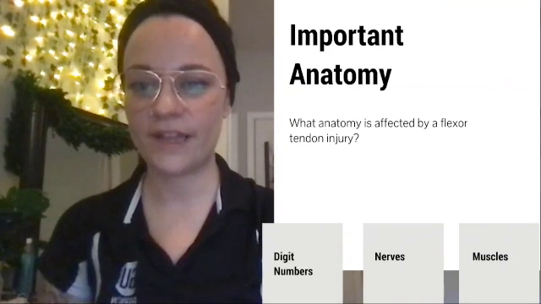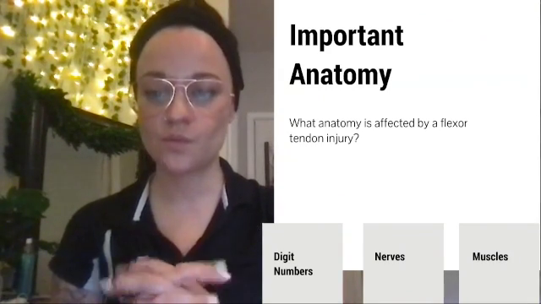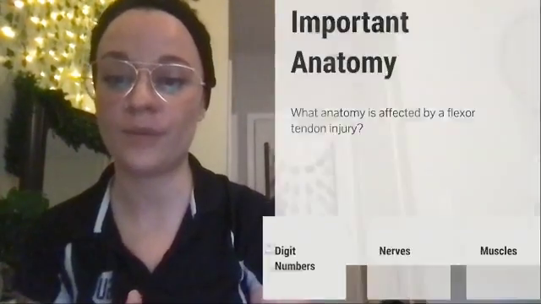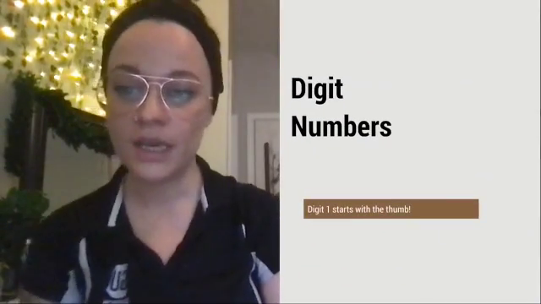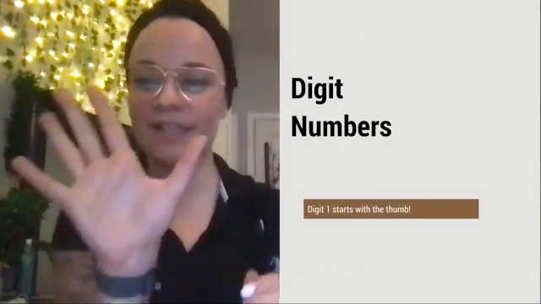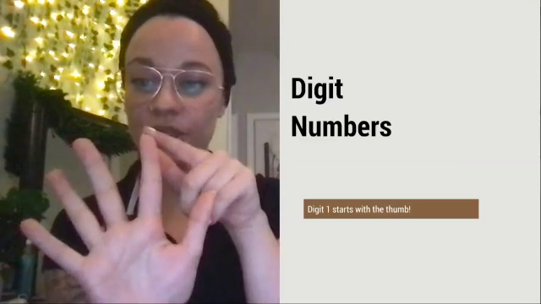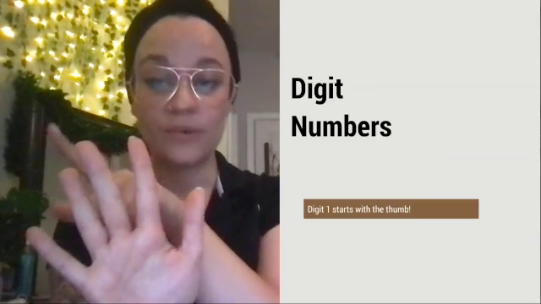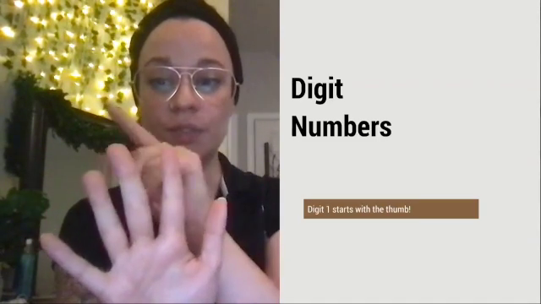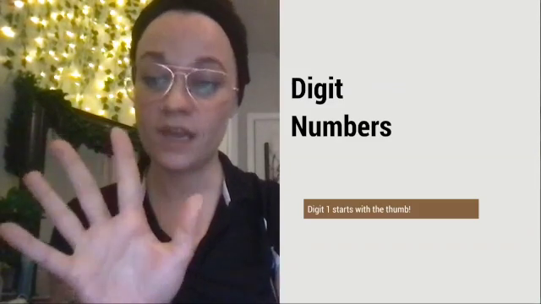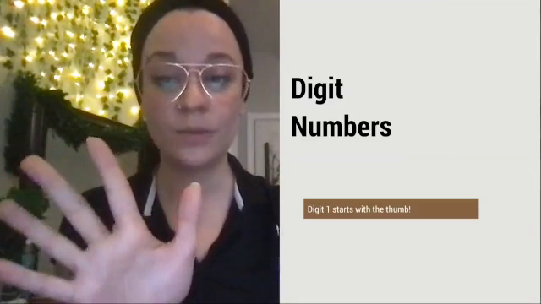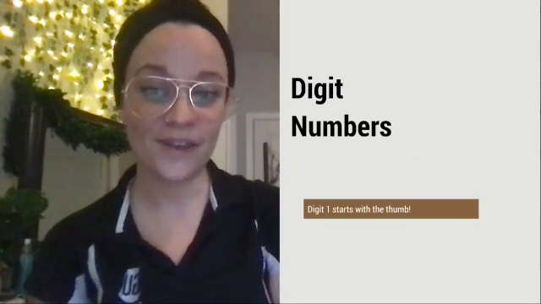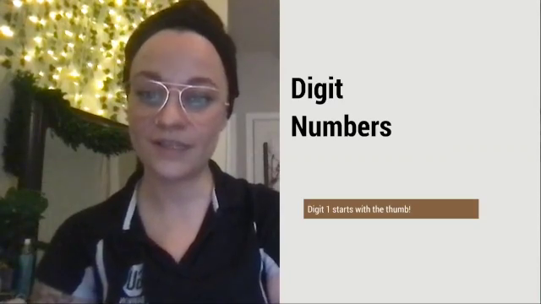What anatomy is affected by a flexor tendon injury? We will get specifically into that when we jump to nerves and muscles, but I want to start off by pointing out the digit numbers. Digit 1 starts with the thumb. So this is digit 1. Digit 2, digit 3, digit 4, digit 5. Abbreviated as D1, D2, D3, D4, and D5. Important to remember, as I will be referring to them as such throughout the presentation, and if you are a hand therapist in the future, you will be referring to them as such as well.